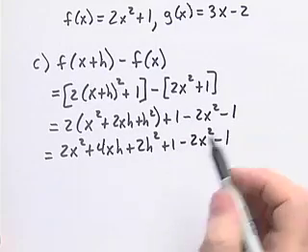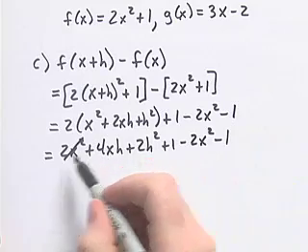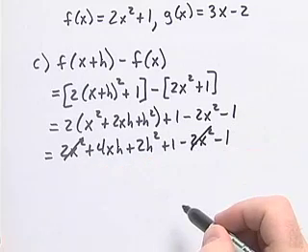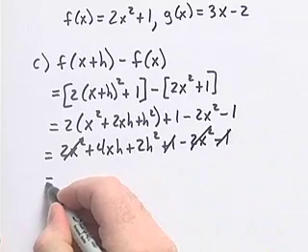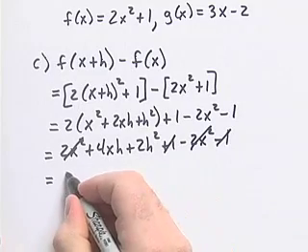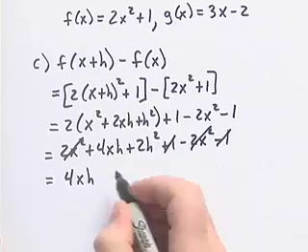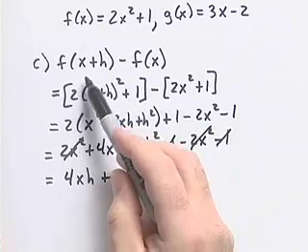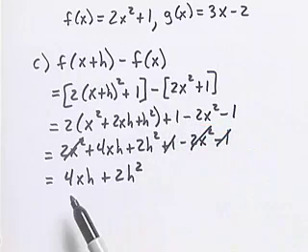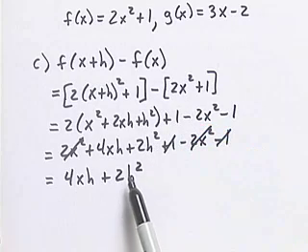And we get some terms that cancel. This 2x squared cancels with the minus 2x squared. The plus 1 cancels with the minus 1. And so we're left with 4xh plus 2h squared. So f of x plus h minus f of x equals 4xh plus 2h squared.